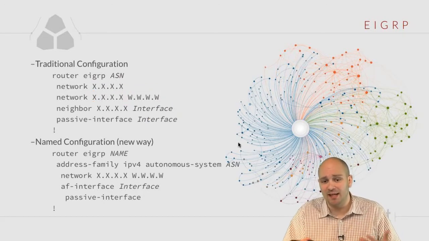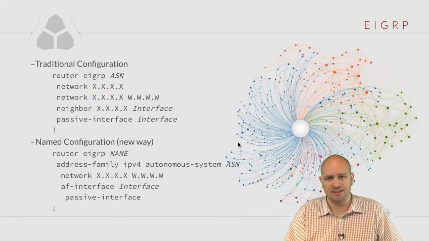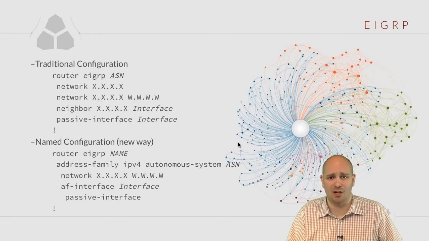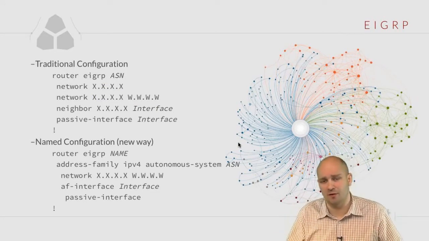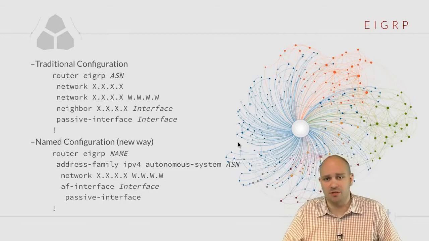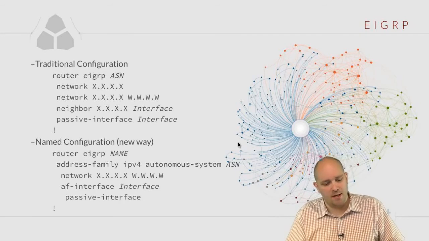Wildcard mask in the case of network statements is simply an inverse-reverse net mask. Whatever is in net mask set to 1 in the wildcard mask needs to become 0. So 1 becomes 0, 0 becomes 1. So it's really just an inverted net mask.